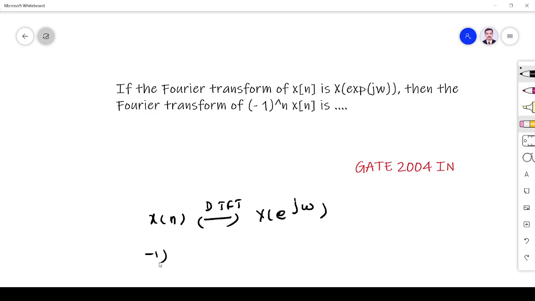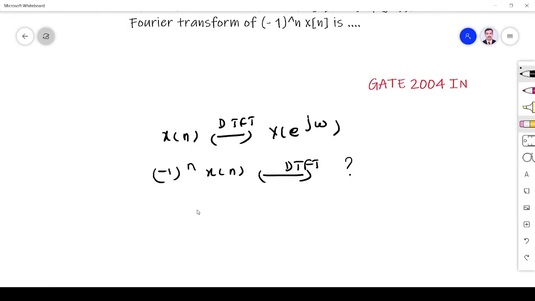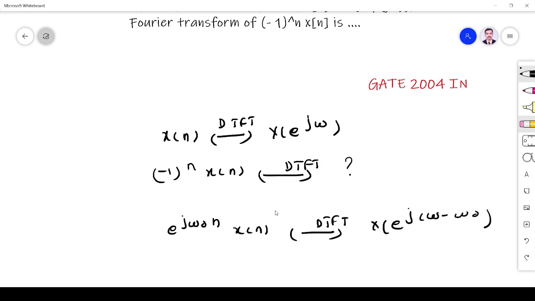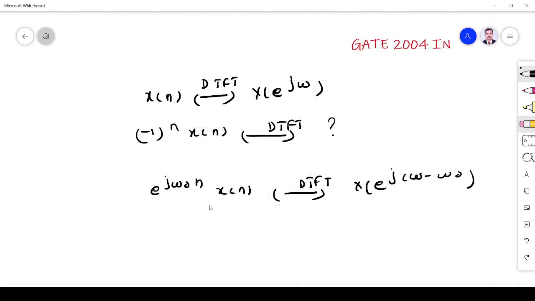Then what is the Fourier transform of minus 1 power n x of n? Okay, why did I put DTFT? Because the signal is a discrete signal, so it must be DTFT. We know that the Fourier transform of e power j omega naught n x of n for DTFT is X of e power j omega minus omega naught. It is the frequency shifting property of DTFT.